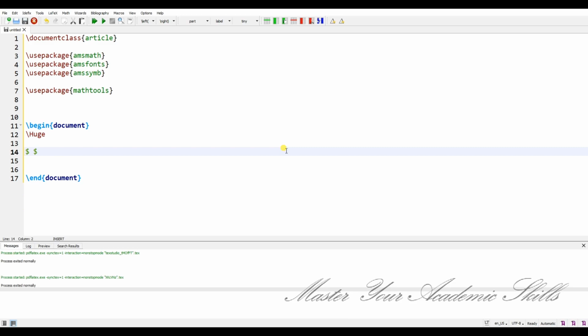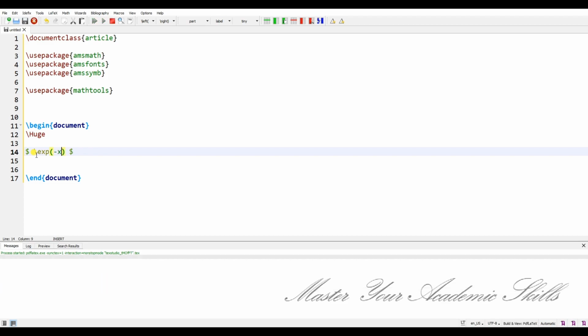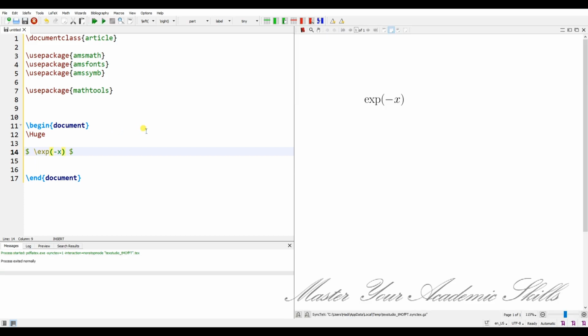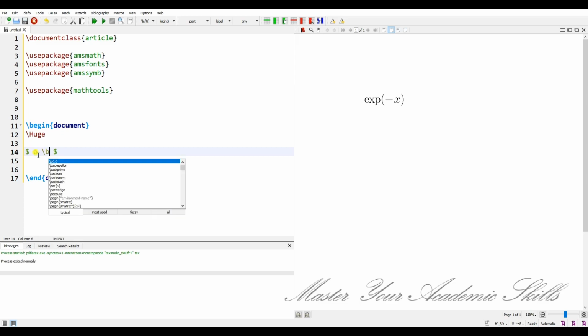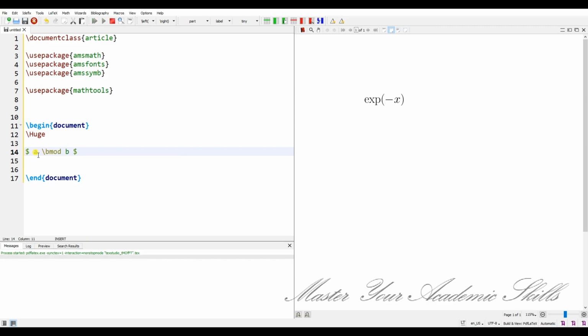Other functions in LaTeX that we need to typeset are exponentials. Yes, the exponential is simply typeset with exp. Yes, exponential of, for example, minus x. Let me compile it. Yes, I have exponential of minus x, and I can typeset a modular operator, for example, a mod b. It gives me the mathematical form for a mod b.